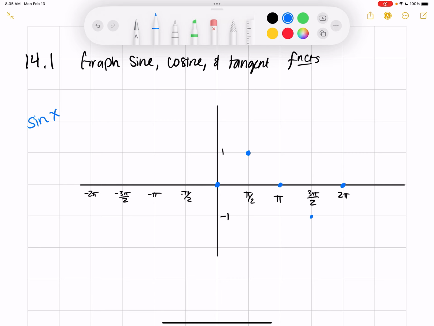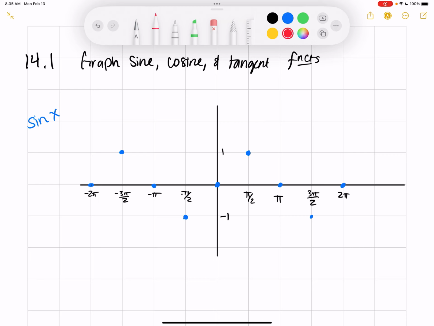Every time you get to the next thing, it's going to be the next position, okay, and then we could do it going backwards. The sine of negative pi over 2, okay, that's the same as 3 pi over 2, so it's down here. Minus pi, well, it's the same thing as pi, it's 0. Negative 3 pi over 2, that's the same as pi over 2, so it's 1. And then negative 2 pi, well, it's the same as 2 pi, which is 0. And then we just connect the dots.